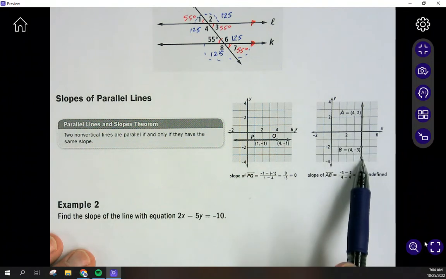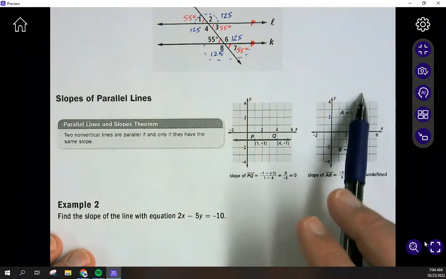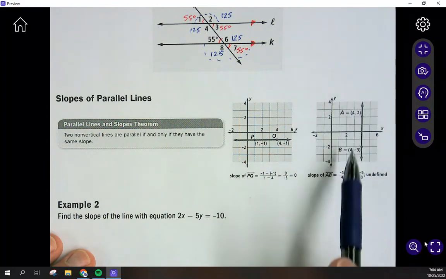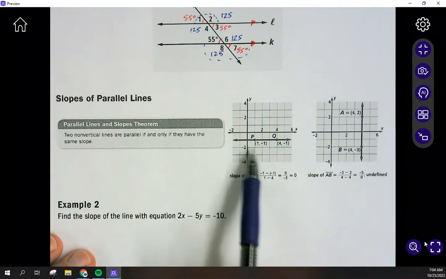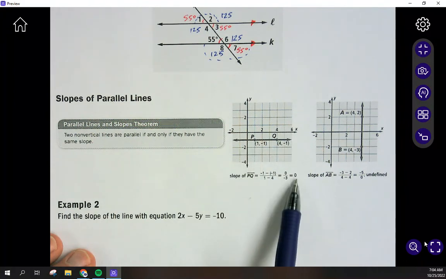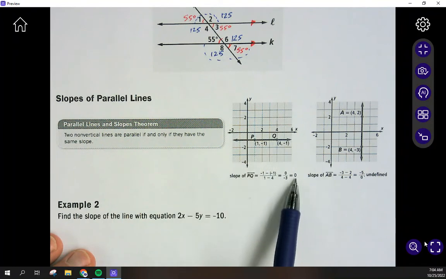I just like to think about it like this. When you look at the picture, a slope is telling you how fast this is rising or falling. And if it's straight up and down, there's no way to measure that and say how fast this is going up or down. You can't measure it. If we take a look at horizontal lines, they do have a slope of 0. It's not going up. It's not going down. That can be measured. It's 0.